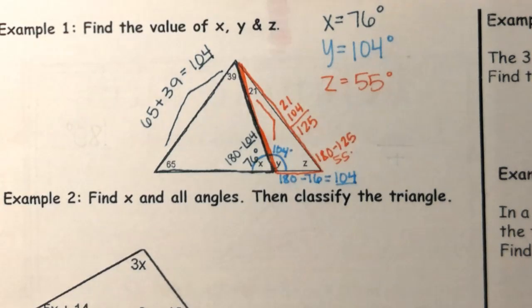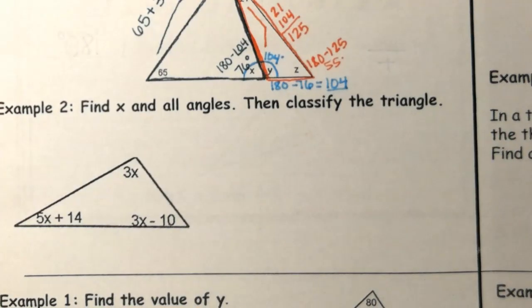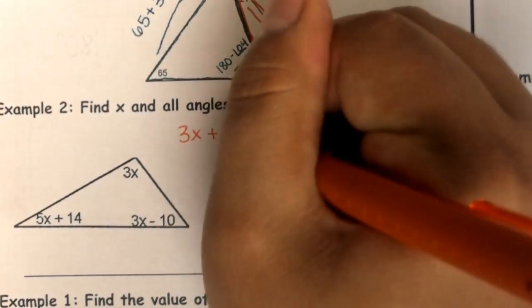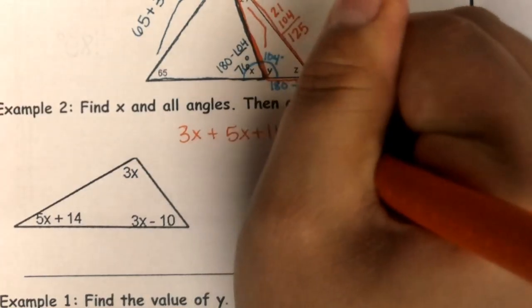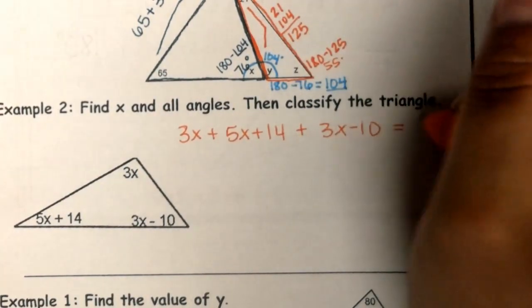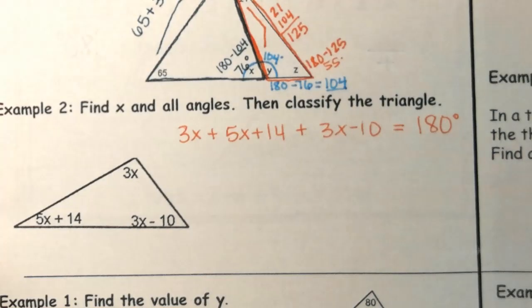What about example 2? Set them all equal to 180. So I'm going to add them together first, then set them equal to 180. Last period, somebody asked me, Miss Olivares, do I really need to write all of that out? Can I just combine them? Sure, as long as you're combining them correctly. What do I get when I combine all these?